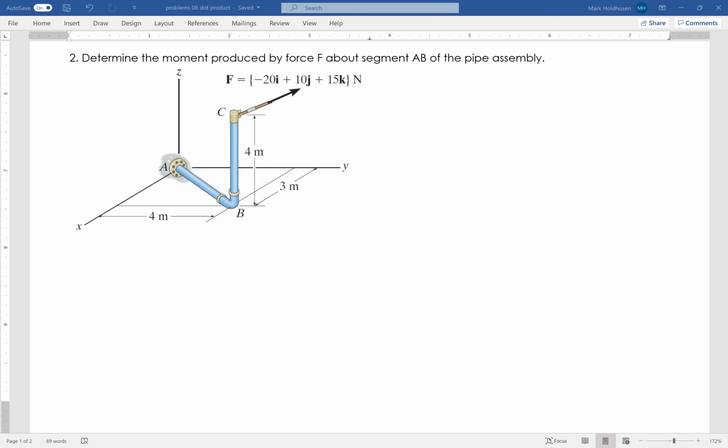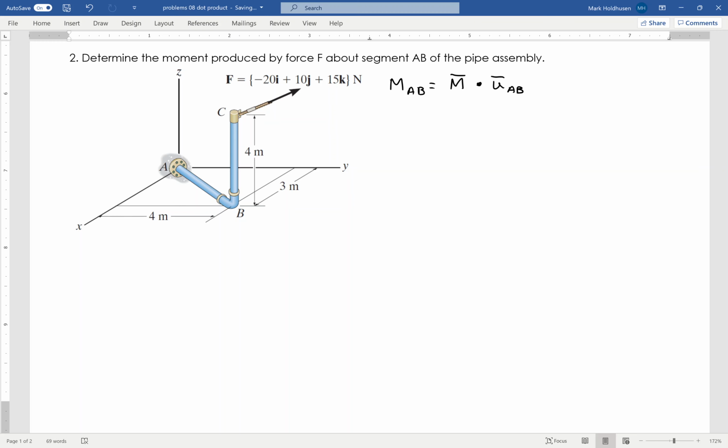In this problem, we want to determine how much of a moment is produced by this force, but specifically in the direction of AB, which is about that AB axis there. In order to figure out the component of the moment about the axis AB, we have to take the moment and dot it with the unit vector along the line of action of AB.